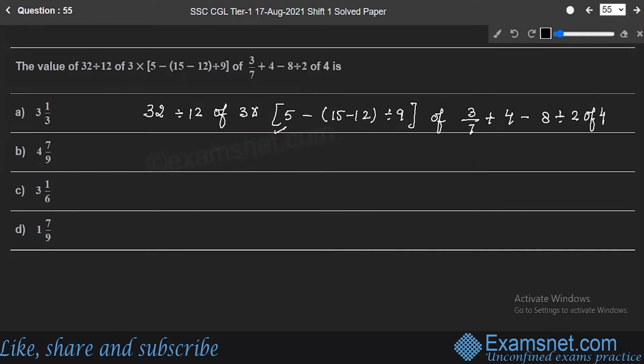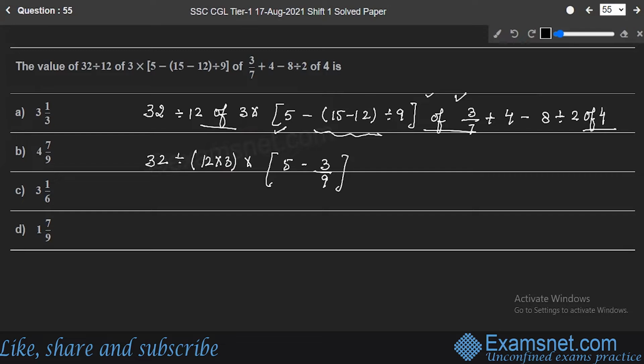We'll be solving this. Here is an "of", and one more "of". So this "of" will be solved once you solve this bracket, while we solve this bracket as well as these two "of"s simultaneously. Correct? "Of" means simply multiplication. So this is 32 divided by 12 multiplied by 3 multiplied by 5 minus 3 upon 9.